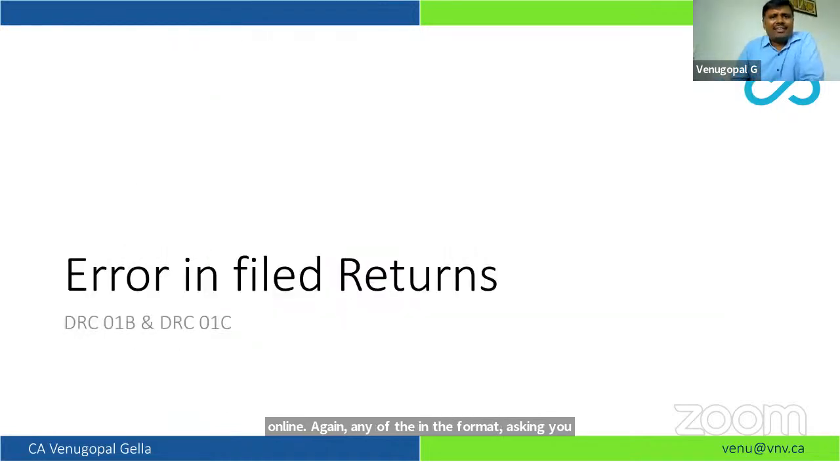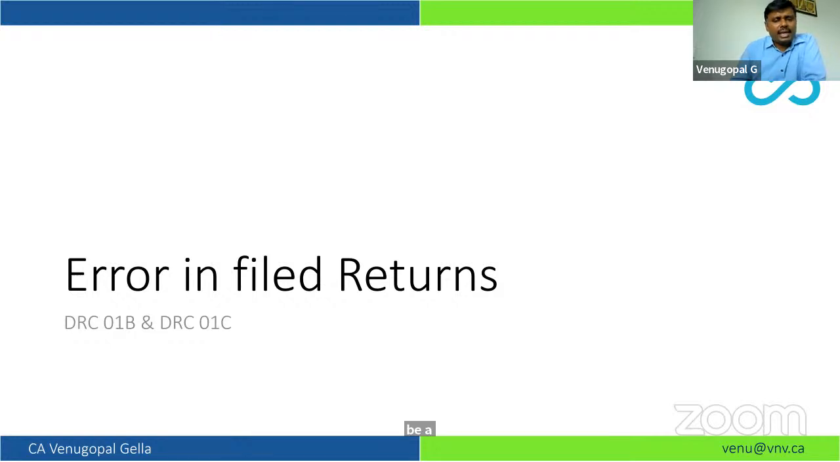Now, even if everything is in order, there could still be notices other than ASMT-10, like errors in the returns filed. How do we find errors in the returns filed? This is again quite common, and everyone has to be aware. After ASMT-10, the next ones to be aware of are DRC-01B and DRC-01C. Please make note of these numbers, because the time for reply is 7 days. ASMT-10 was 30 days, but this is 7 days.